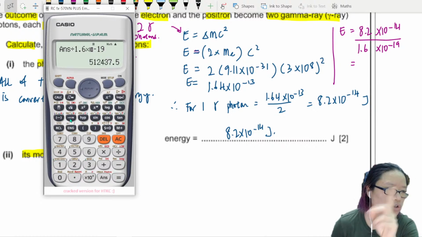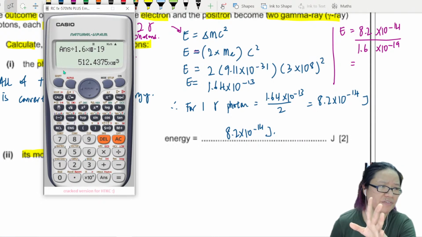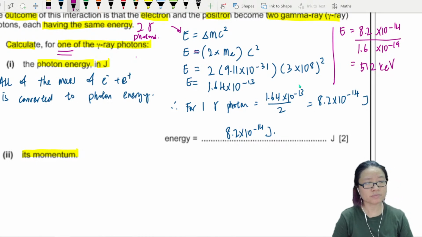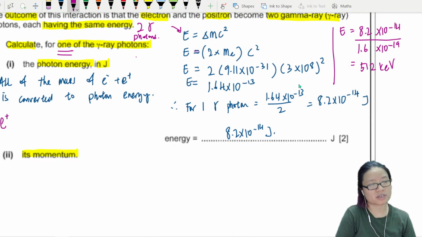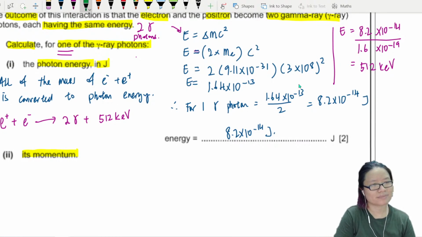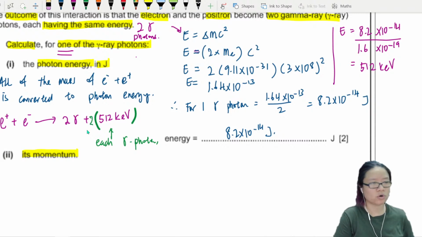I'm going to use the ENG button, and I find that this is 512 times 10 to the power of 3 electron volt, so 512 keV. So I'll write that down: 512 keV. In other words, my reaction actually looks like this: e plus plus e minus become 2 gamma, and in the process, 512 keV of energy for the photon. This one is for each gamma photon. So you could times 2 if you want to, or just don't include it in your equation.